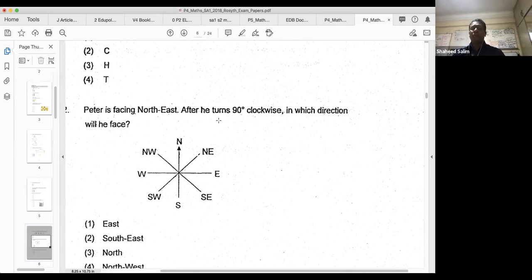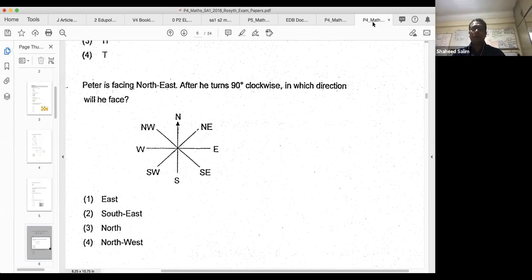This one now. Clockwise and anti-clockwise. Peter is facing northeast. Where is northeast?